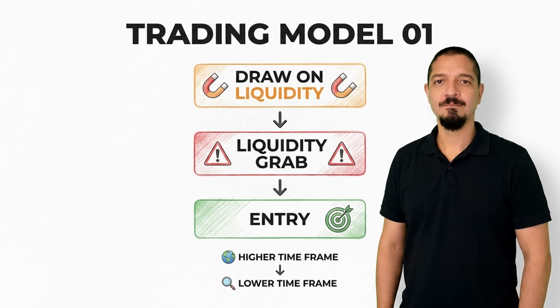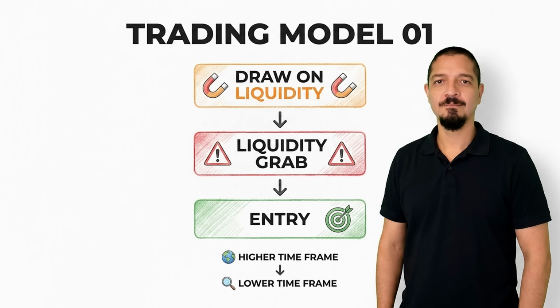We will begin with the first trading model. This strategy is built around 3 core components. These are a draw on liquidity, a liquidity grab, and the entry itself. For this setup, 2 timeframes are used to execute the trade. On the higher timeframe, key liquidity levels are identified and a clear draw on liquidity is defined.